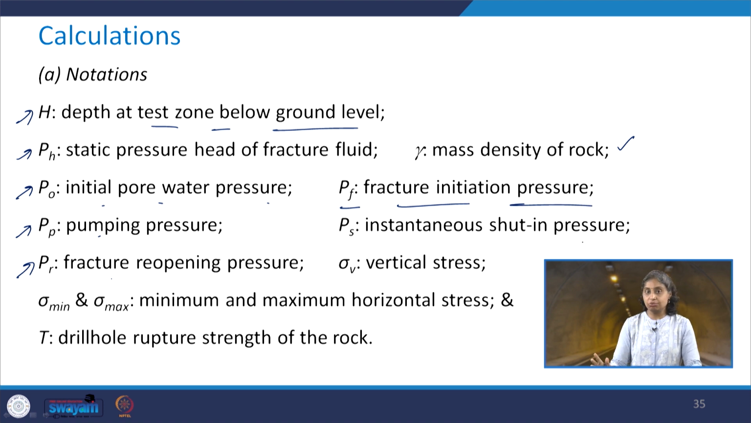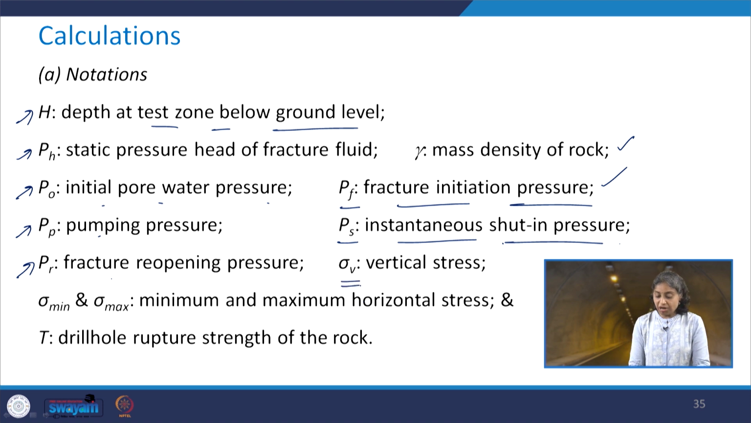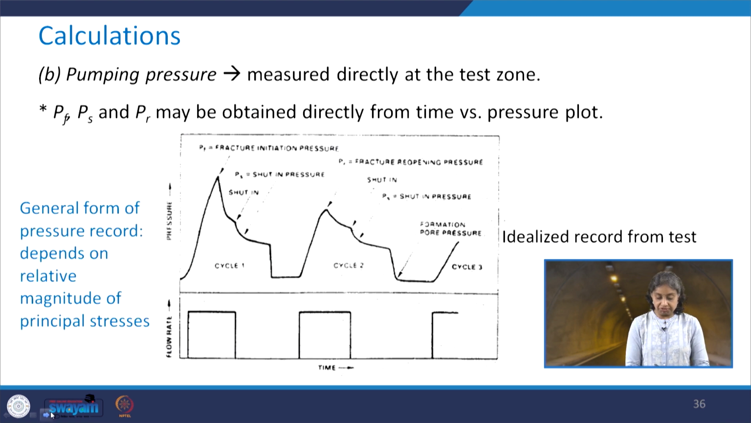I just explained the definitions of these pressures. Ps is the instantaneous shut-in pressure and sigma V is the vertical stress. Sigma minimum and sigma maximum are the minimum and maximum horizontal stresses. See, vertical stress we represent using sigma V, and sigma minimum and sigma maximum are both horizontal stresses. And T is the drill hole rupture strength of the rock.